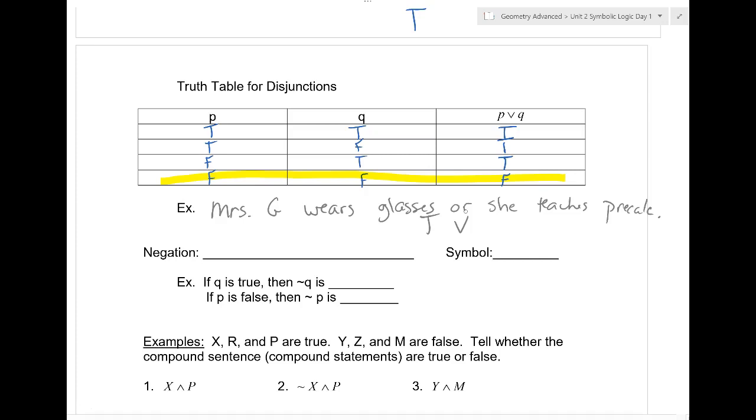All right. Or she teaches pre-cal. Do I teach pre-cal? So that's true or true. So what's my statement? It's a truthful statement. Awesome.